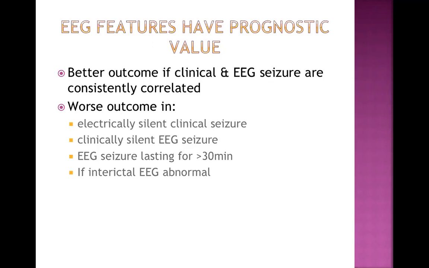If EEG seizure lasts for more than 30 minutes, this is the definition of status epilepticus. And if the interictal EEG is abnormal, what does that mean? Interictal EEG means the state between two episodes of seizure. Even during that time, if EEG is showing some abnormal reading, then the outcome is worse.